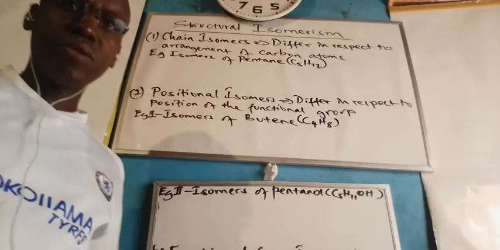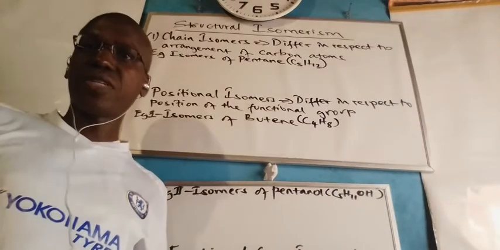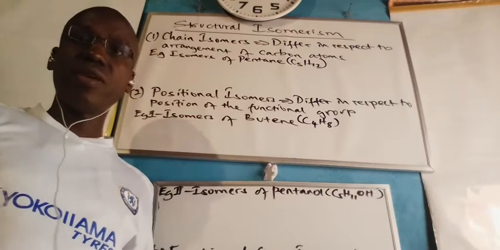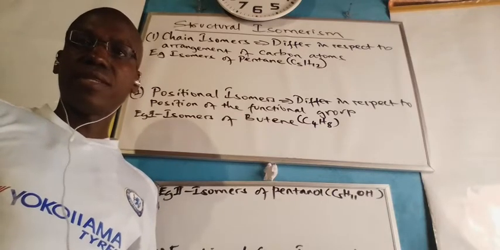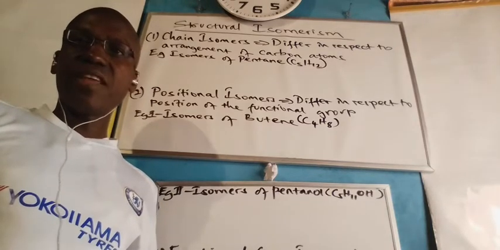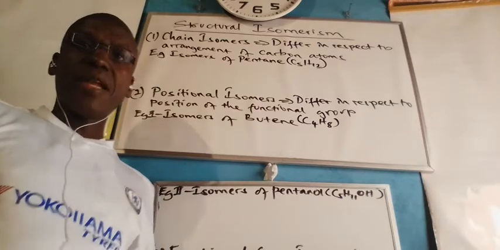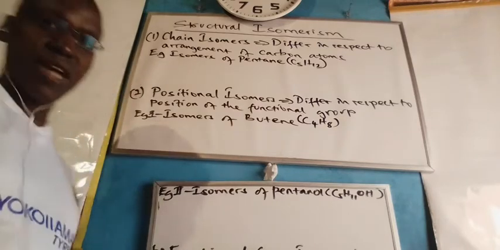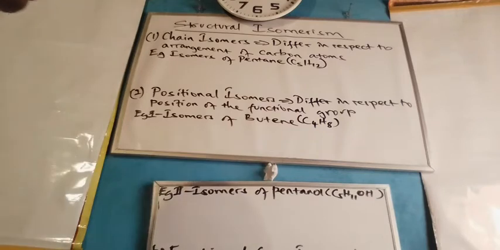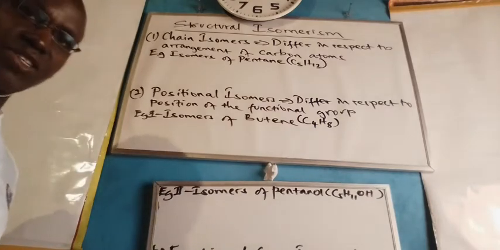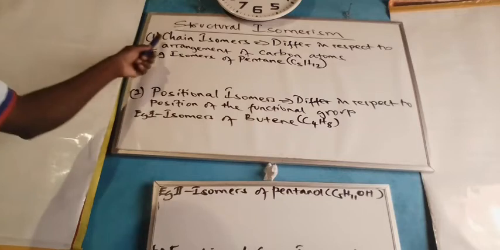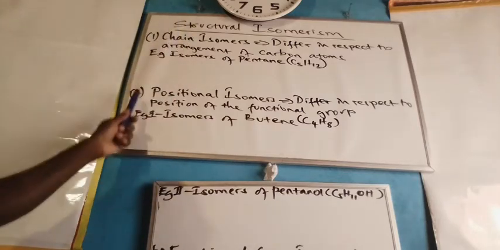Hello, in this session, we evaluate the varied forms of structural isomers. To begin with, we say that structural isomers differ in respect to arrangement of carbon atoms in a molecule. Let us look at the typical examples of structural isomerism. First, there are three forms of structural isomerism, namely chain isomers, positional isomers, and functional group isomers.